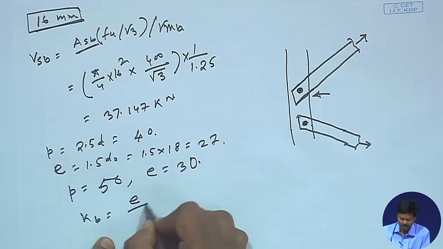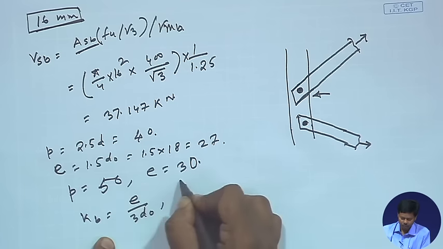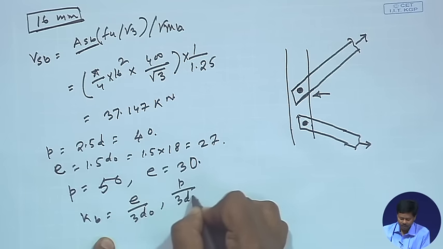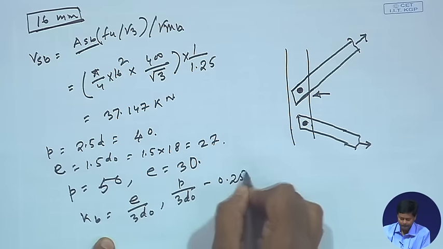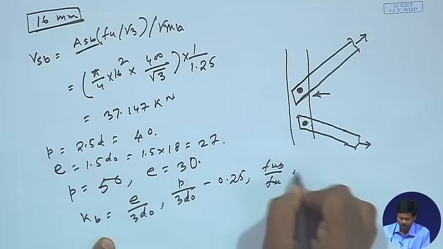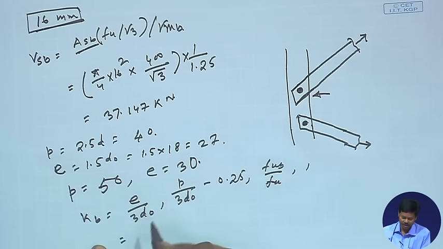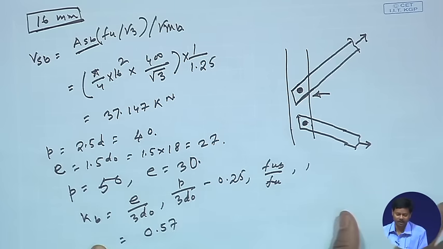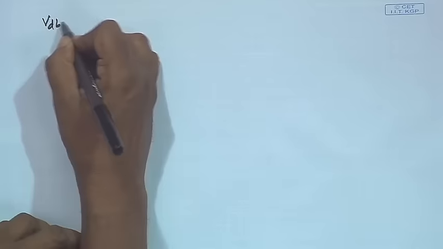Now, Kb will be the smaller of E by 3d0, P by 3d0 minus 0.25, Fu B by Fu and 1. If we consider this, we will get the value of Kb as 0.57, right. Now, considering the value of Kb as 0.57, we can find out the bearing strength.